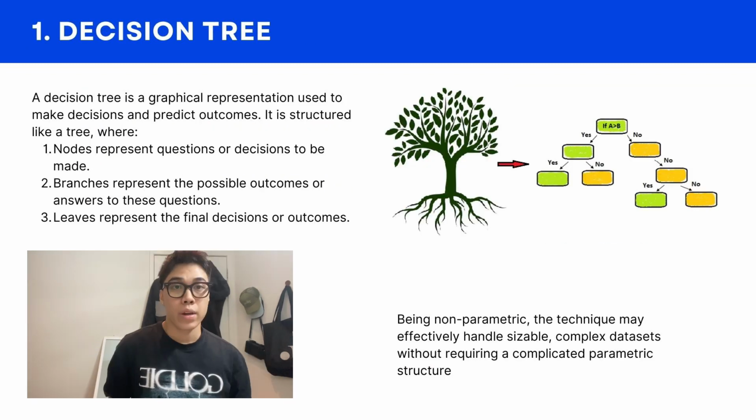Let's get started. Our first model is the decision tree. A decision tree is a graphical representation used to make decisions and predict outcomes. It is structured like a tree where nodes represent questions or decisions to be made, branches represent the possible outcomes or answers to these questions, and leaves represent the final decisions or outcomes. Being non-parametric, the technique may effectively handle sizable, complex datasets without requiring a complicated parametric structure.